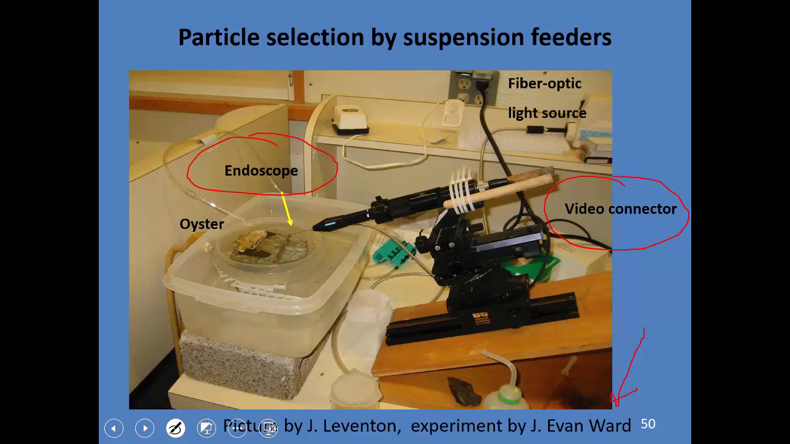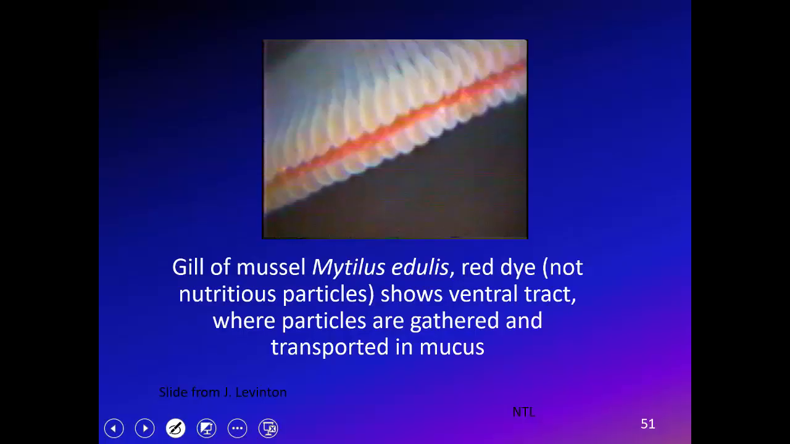Anyway, he used this endoscope to basically stick this camera into the poor oyster to see how it was feeding. An endoscope is actually also used to look at our own digestive tract, and I've had the pleasure of having this stuck down either end of my digestive tract to see what's going on. So that's a common tool in biomedicine to look at what's happening within our own bodies, and it was applied here to look at what's happening with this oyster. And here's what was seen.